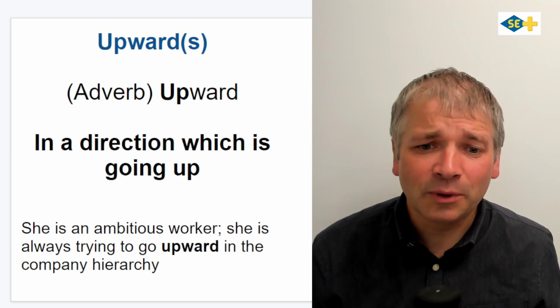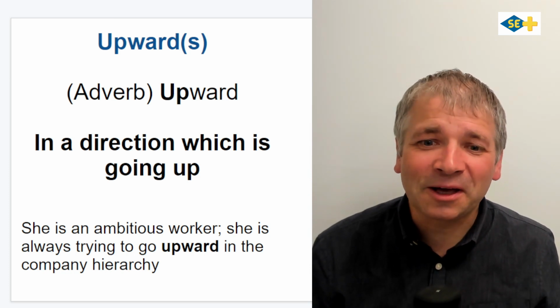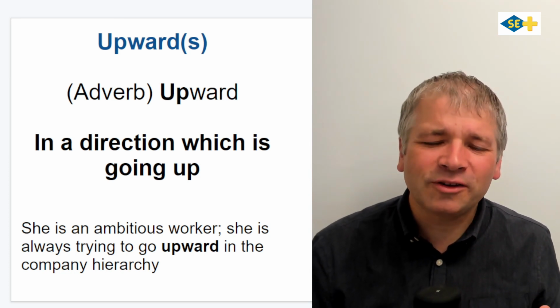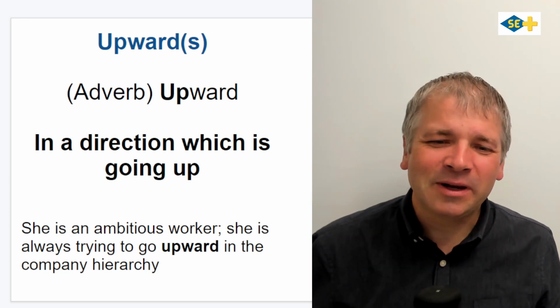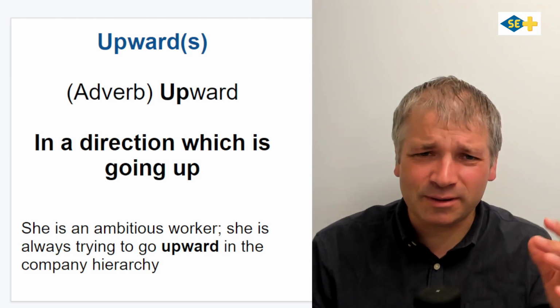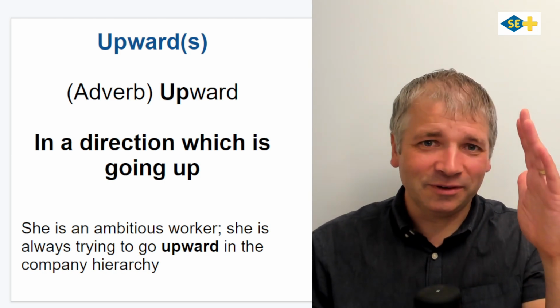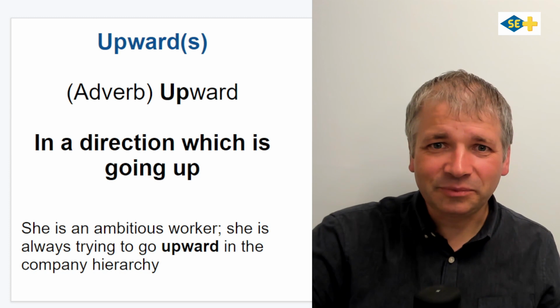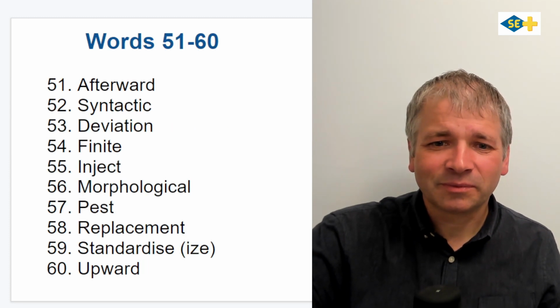So for example, she is an ambitious worker. She is always trying to go upward in the company hierarchy. So she's trying to get promoted, make progress in her business. She wants to go upward in her career.